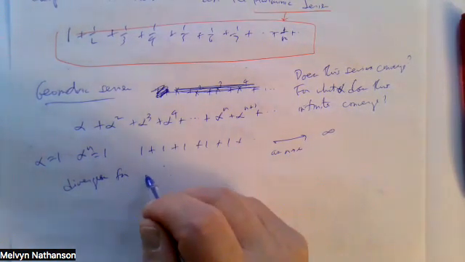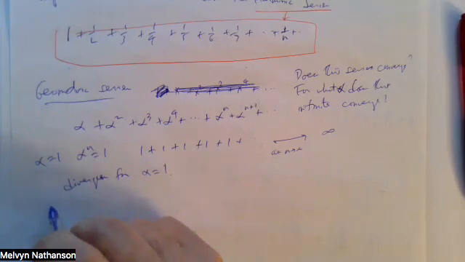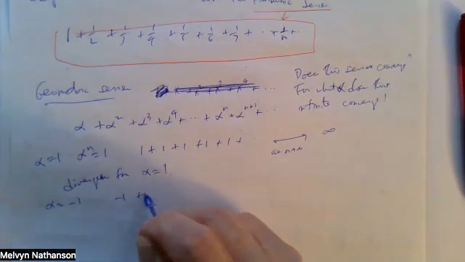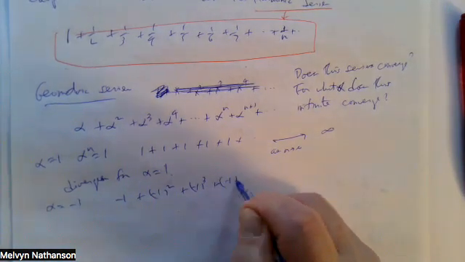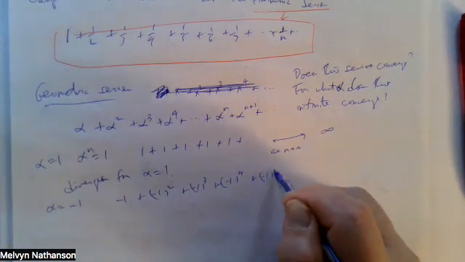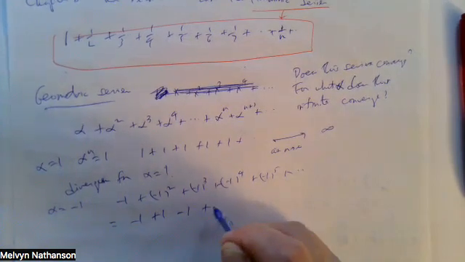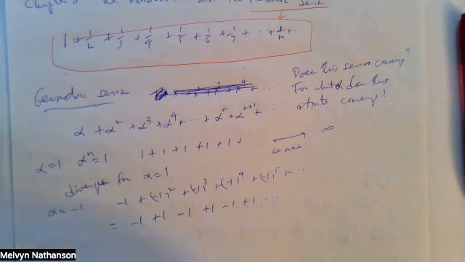for alpha equal 1. Right? You could ask, what happens for alpha equal minus 1? You get minus 1 plus minus 1 squared plus minus 1 cubed plus minus 1 to the 4th plus minus 1 to the 5th and so forth. That's minus 1 plus 1, minus 1 plus 1, minus 1 plus 1. Does that series converge or diverge?